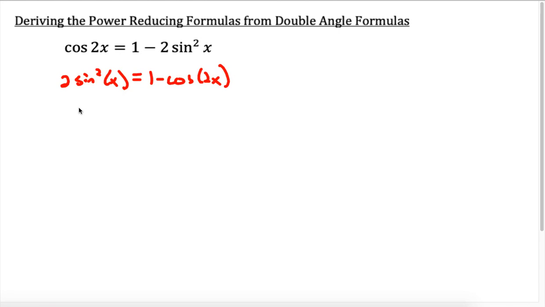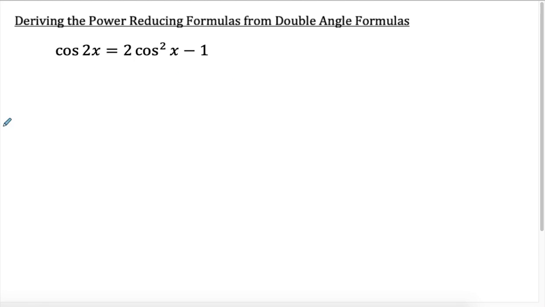Okay, then I can divide both sides by 2, and we get that sine squared of x equals 1 minus the cosine of 2x over 2. So this formula is useful if I want to reduce powers, right? If I don't want any squareds in my expression. We can do something very similar to come up with a power reducing formula for cosine.